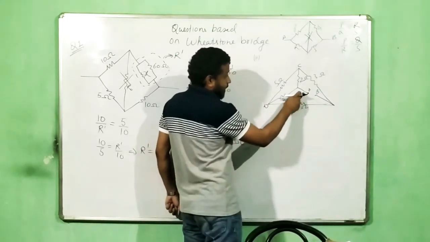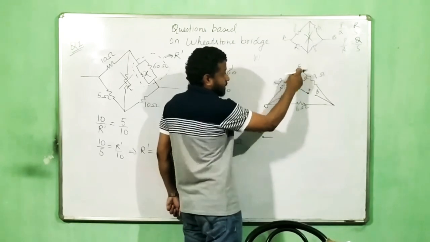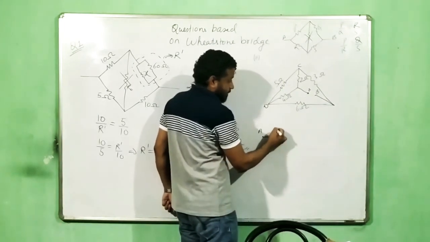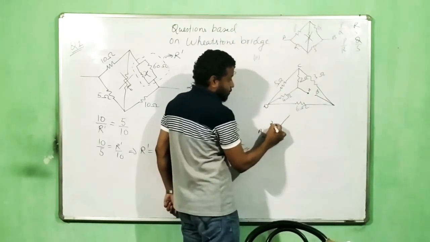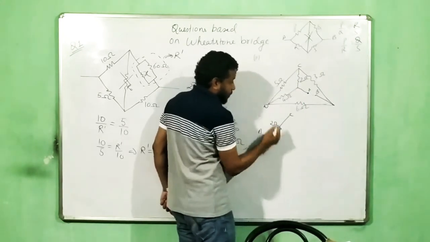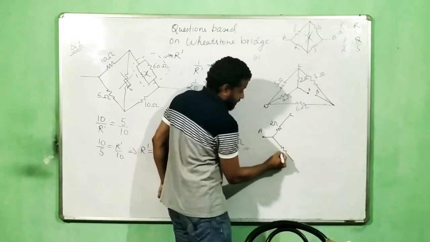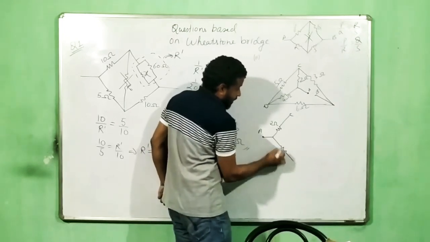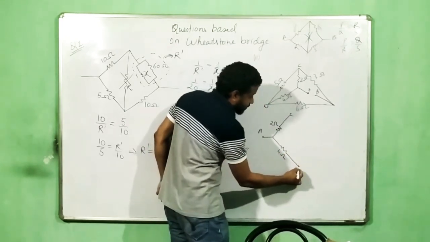Now from A, I reached here, and then two branches go out. One is 2 ohm on that side, which goes to C, and one is 4 ohm, which goes in this direction, and this goes to point D, and this is point D.